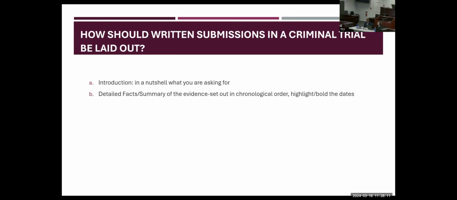The facts or summary of the evidence can be quite detailed, obviously only putting in what's relevant to your application. But these are full written submissions. You can really set out in some detail the history in relation to your application, whether it's events or evidence, when evidence came to light. Chronological order, I think, is favored by the court. Make it look very clear. You can highlight the dates so that it's clear to your judge.